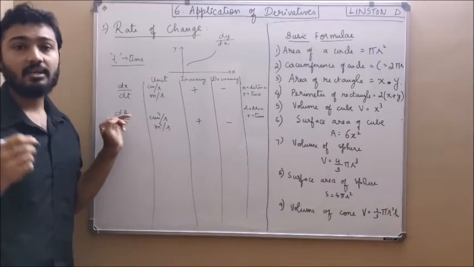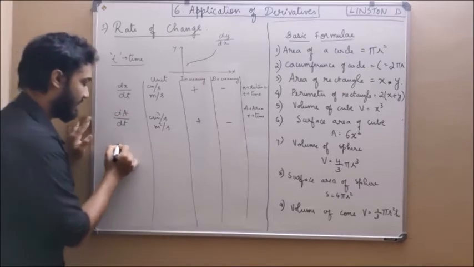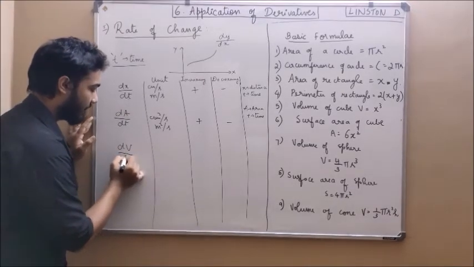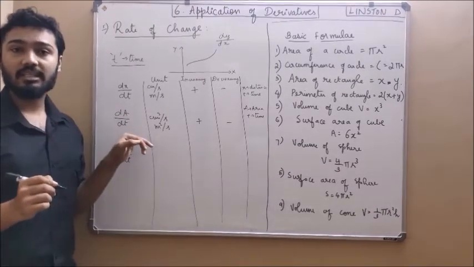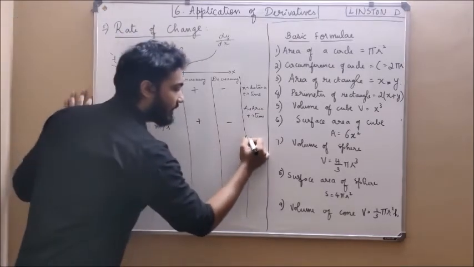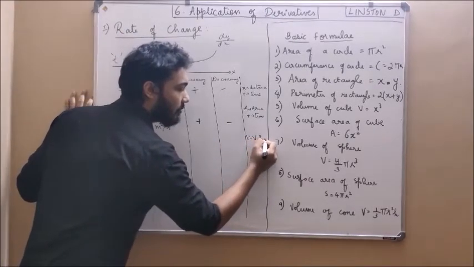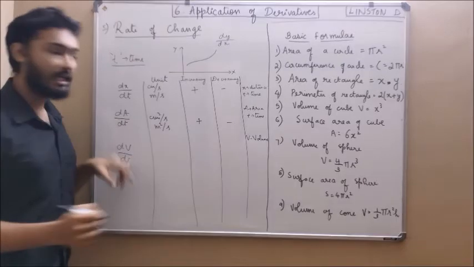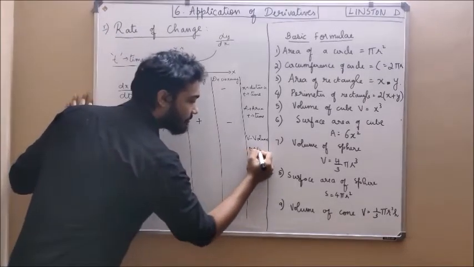The next rate of change we study is dV by dt, where V is nothing but the volume and t is nothing but again time.